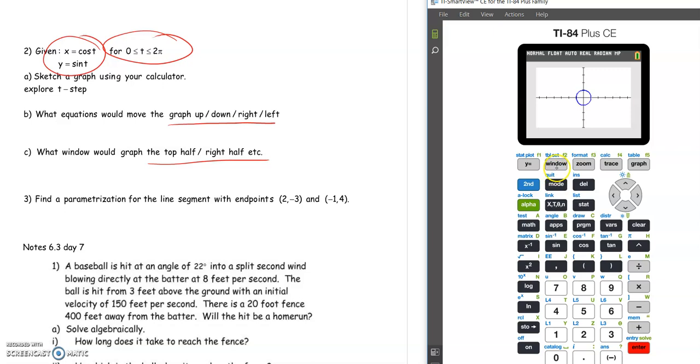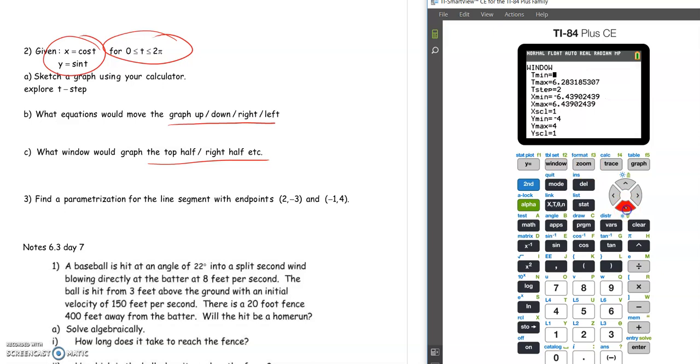Okay, so if we go to window right now, and if you change your t-step to something other than 0.1, how about 2? When I look at the graph, it doesn't look like it's supposed to anymore. See how it's very rough, a rough sketch? Because from 0 to 6.28, you asked it to make 2 calculations, and then it connected them. So that's not very accurate.